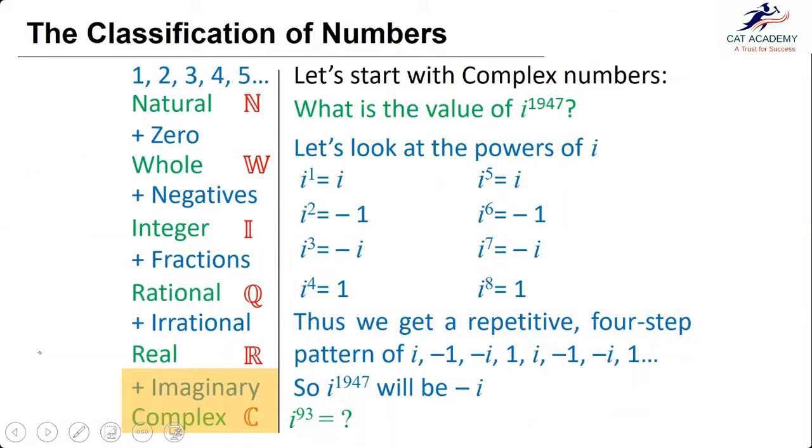Because the values are repeating after every 4. So it's like 1, 2, 3, 4, repeat, 1, 2, 3, 4, repeat, and so on. So it's like 89, 90, 91, 92, repeat, 93, 94, 95, 96, repeat, and so on. So 93 is the first of the cycle, and first of the cycle is this. So my value is i. Clear everyone now? Is everyone with me? Let me know if anyone is having a doubt. Okay?